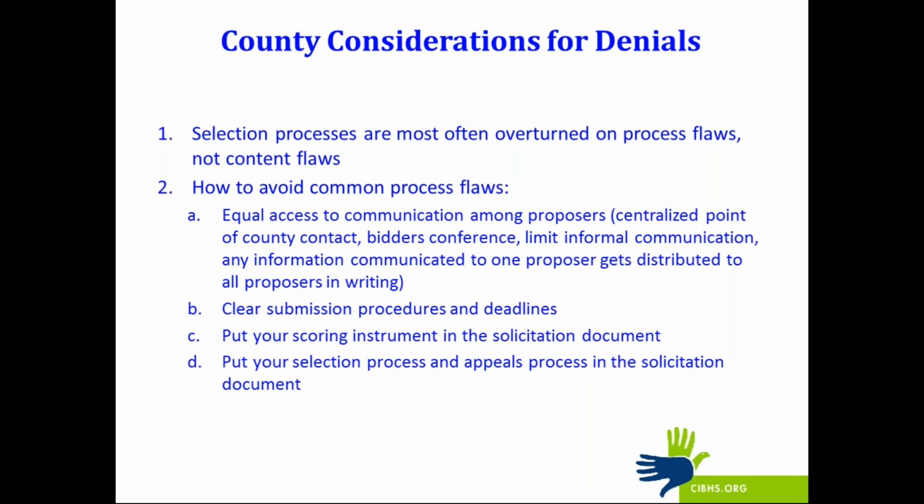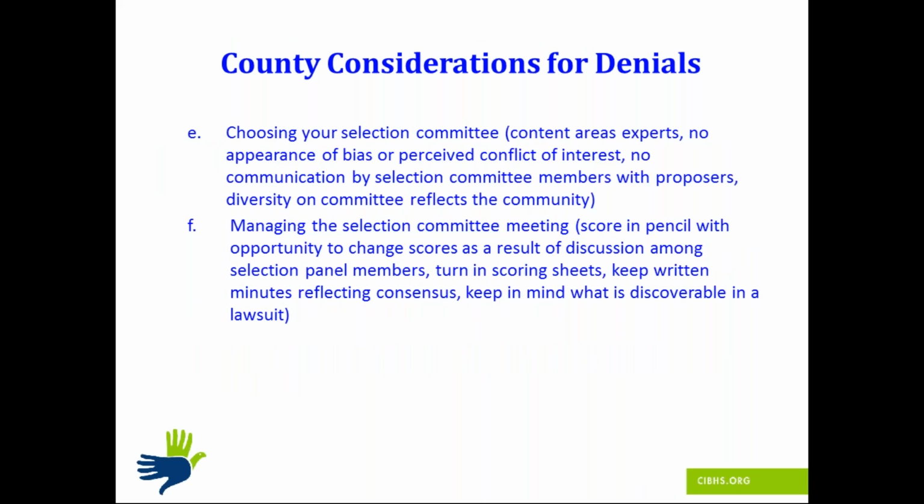And then put your selection process and appeals process in the selection document. And that actually is required, that you put in when you go out to bid in that solicitation document, that you talk about what the selection process is going to be and what the appeals process is going to be. And I think we already talked about there's a section in attachment Y, I believe, that has to be included in the solicitation document itself. Next slide. County considerations for denials.